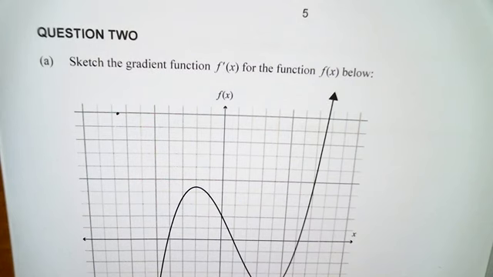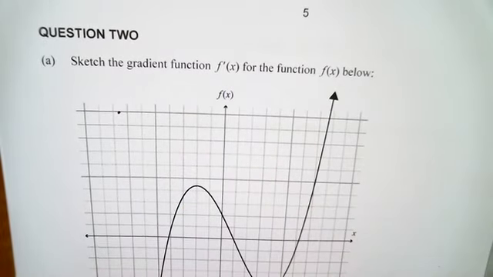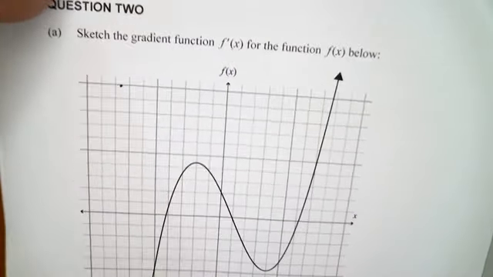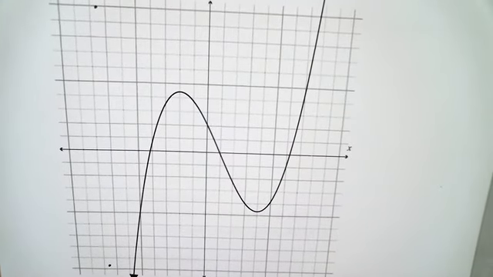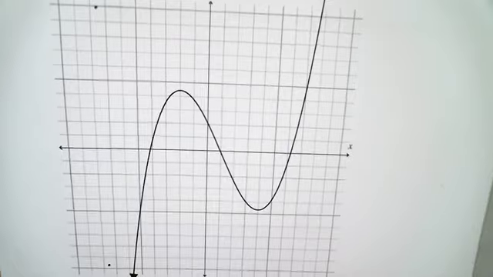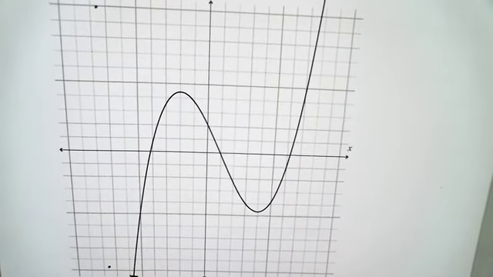Question 2a, we've got a cubic here, and it says, sketch the gradient function for this thing here. Now, this is very, very straightforward. They don't expect an awful lot here. Like, you don't have to come up with the equation for the function, anything like that, but we can do things pretty simply here.